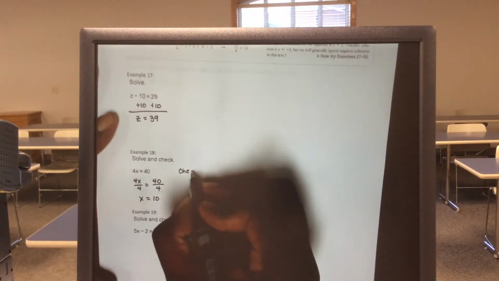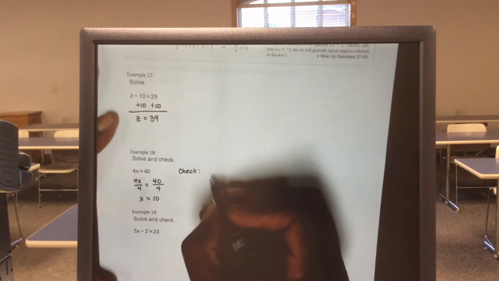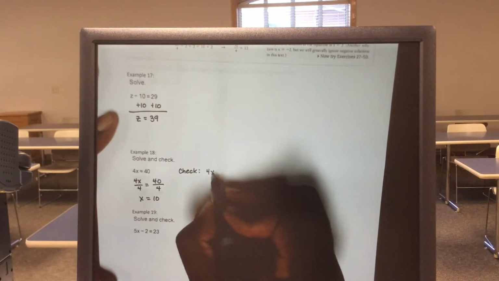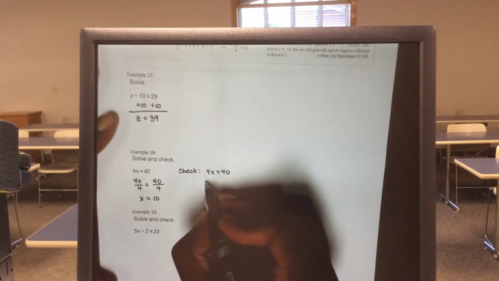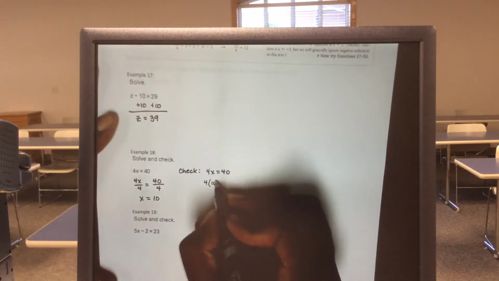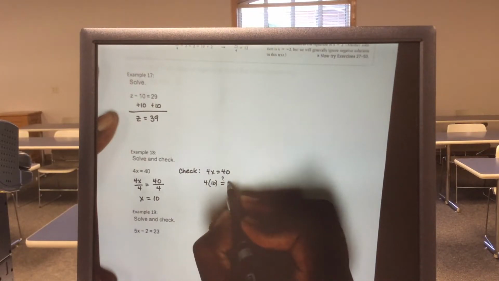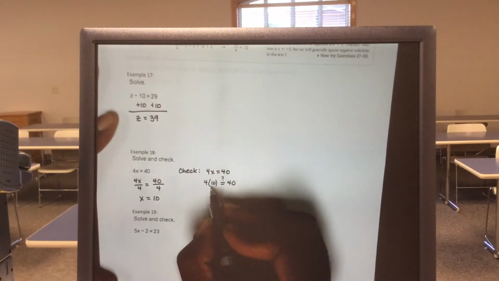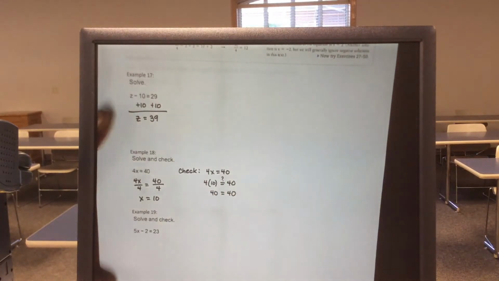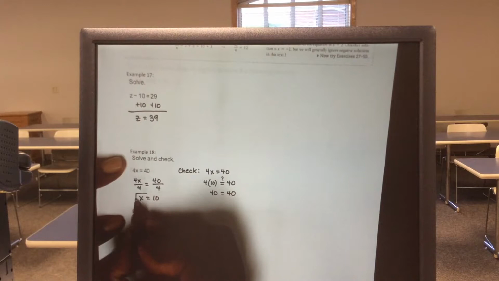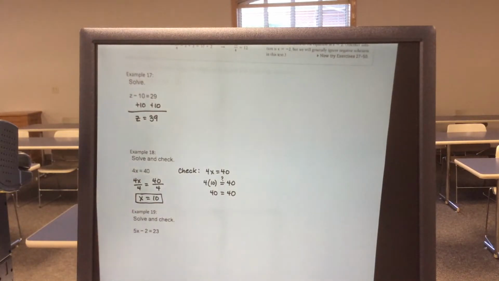And it does say solve and check. So for the check here, take the original equation and replace the x with 10. So 4 times 10, would that be equal to 40? And if I multiply 4 times 10, it does. So 40 equal to 40 checks, so that means x equals 10 is the solution to that linear equation.